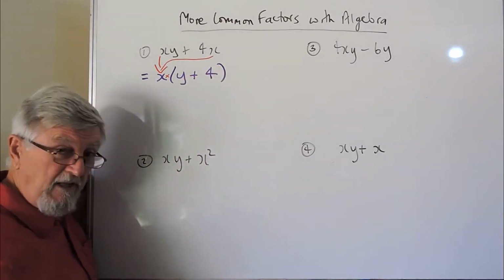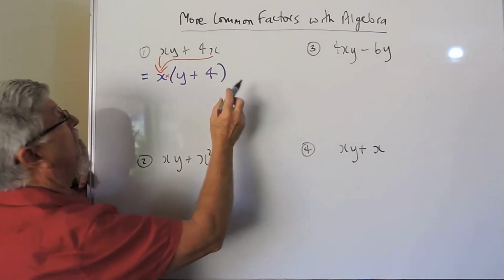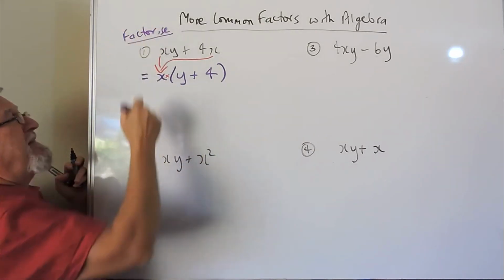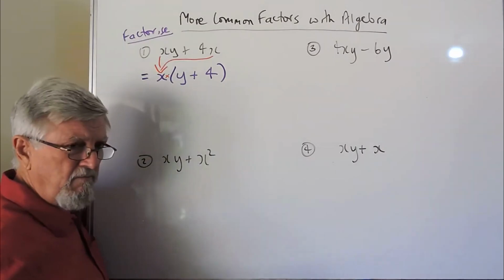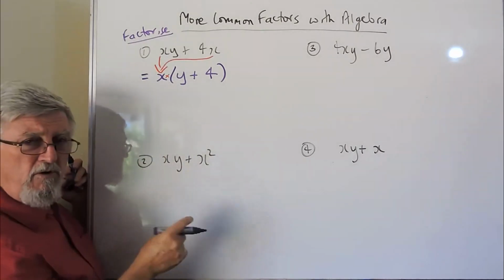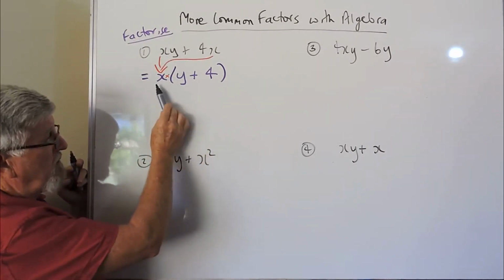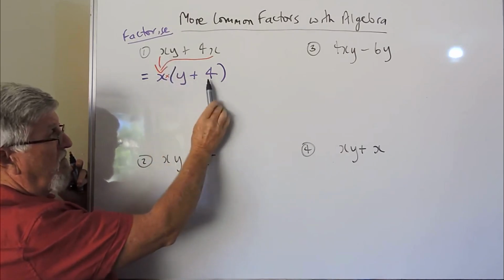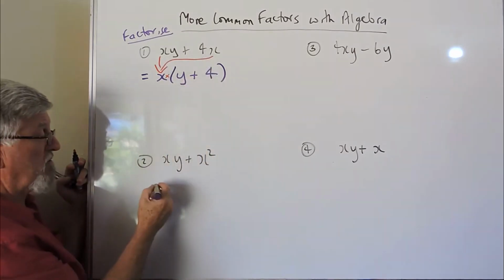So this is expanding the bracket. So factorise, if I set up here factorise, basically it means in most circumstances the reverse of expanding the brackets. So if I expanded the brackets here, it's x times y is xy, x times 4 is 4x. Let's go through some more.